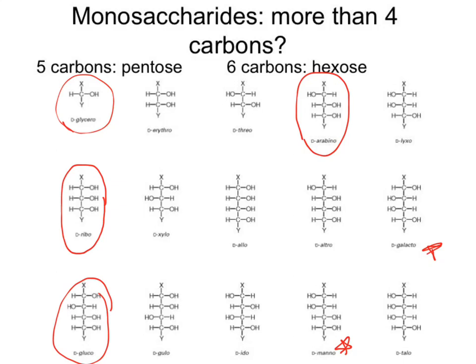The glycero really only because that's the origin of D and L. That's going to be the main reason behind that. The ribo and the gluco are more complex structures. You just kind of need to pick those ones up.